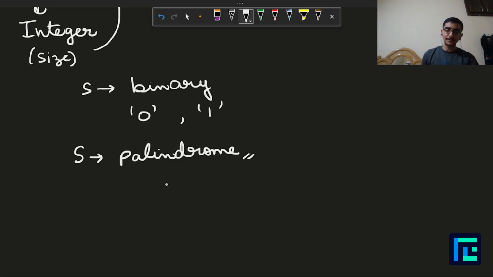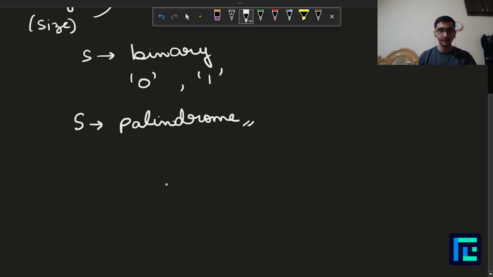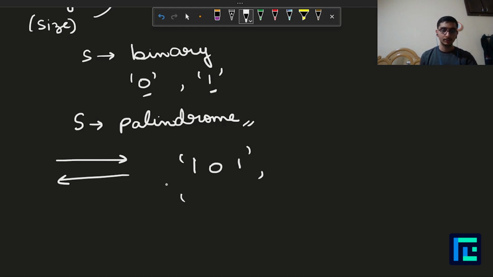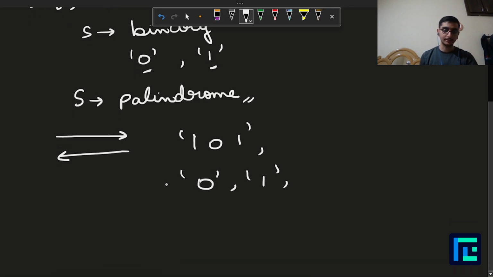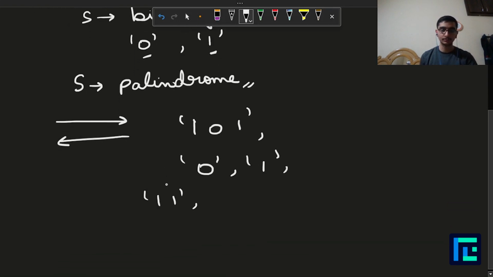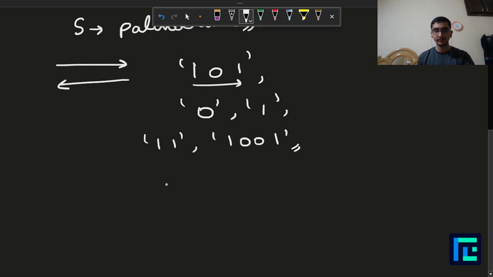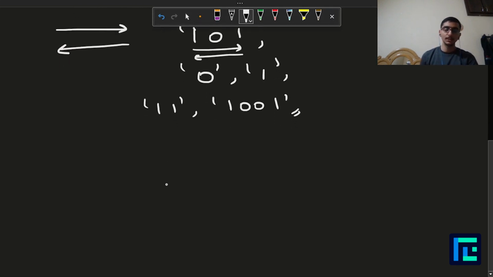right? So, as mentioned in the question, a palindrome is a string which is the same when we read it from left to right or from right to left. For example, if we have a binary string which contains only zeros or ones, 101 is a palindrome. A single character is always a palindrome, either 0 or 1, and 11 is also a palindrome. 1001 is also a palindrome, and so on. All of them read the same from left to right or right to left.